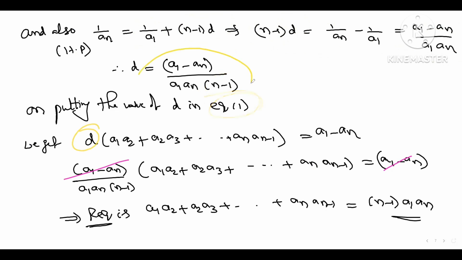So the depletion rate is the total value. On the right side and left side, A1 minus An gets cancelled. A1 An, n minus 1 sending the other side, it is multiplied. So the required answer is n minus 1 into A1 An.